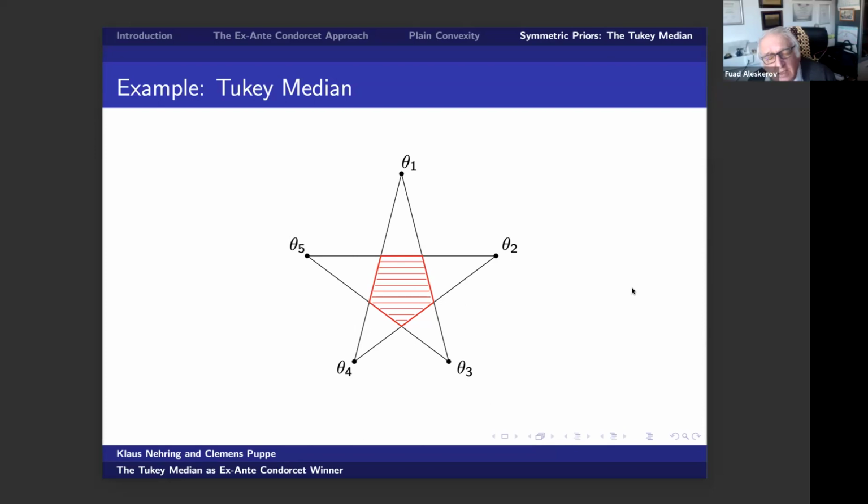Clemens, as far as I remember, it was introduced by Norman Schofield. Okay. But I wonder if you compare this other median concept with yours, because it seems to me that it also satisfies the affine invariance.